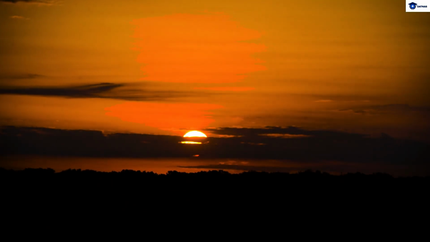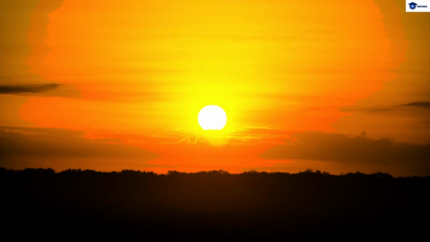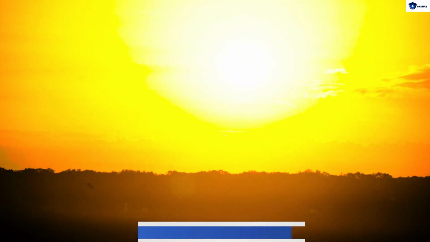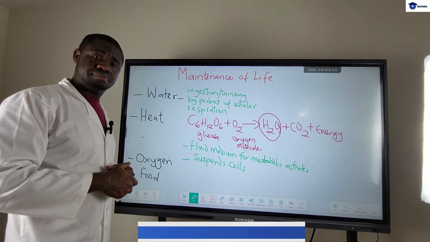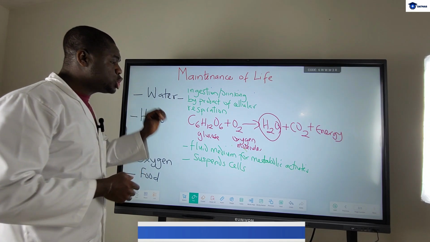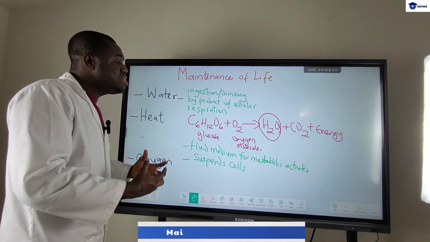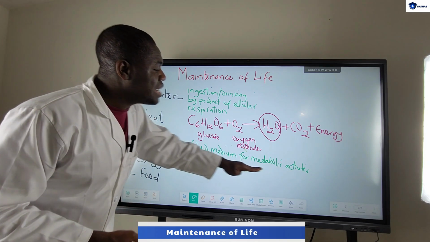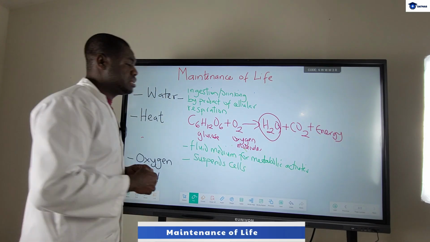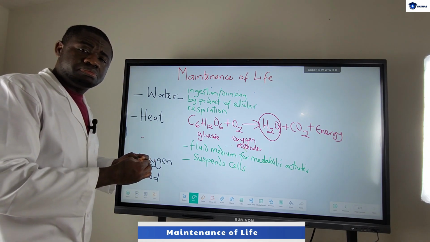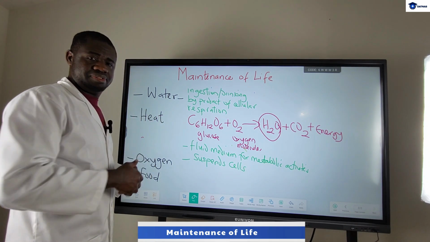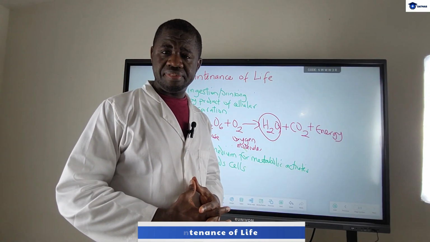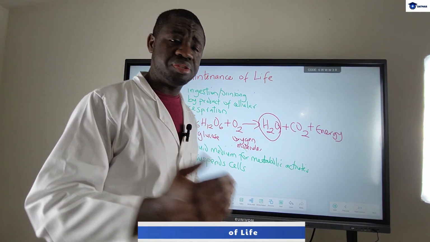Another source of heat is solar energy. We can get heat from solar energy. So heat is essential to maintain the body temperature, and the metabolic activities in the body occur under heat. Another requirement of life is pressure.